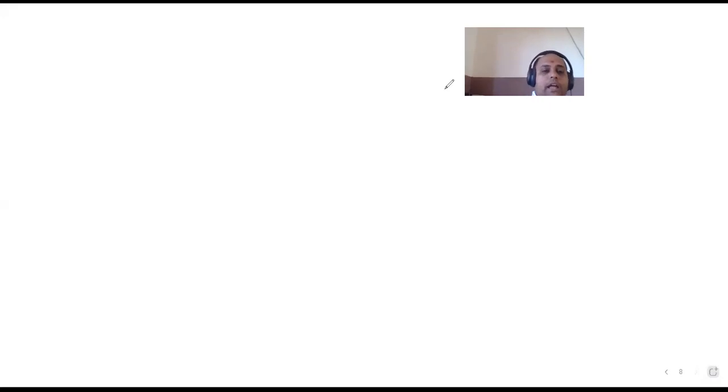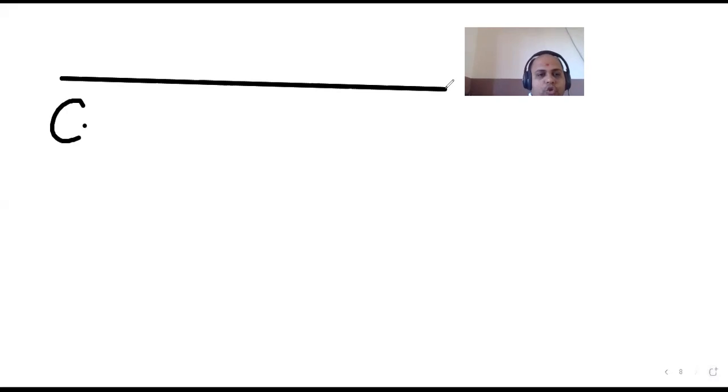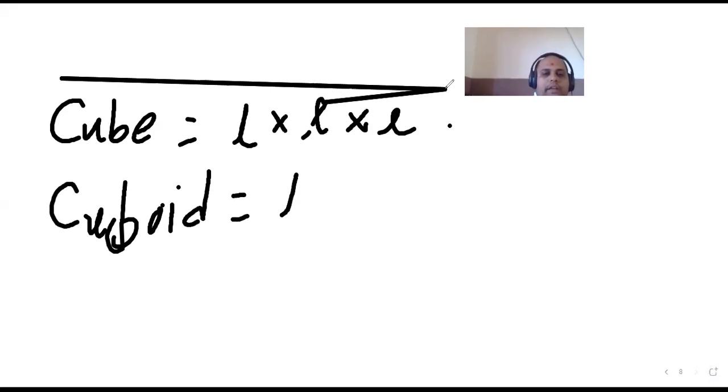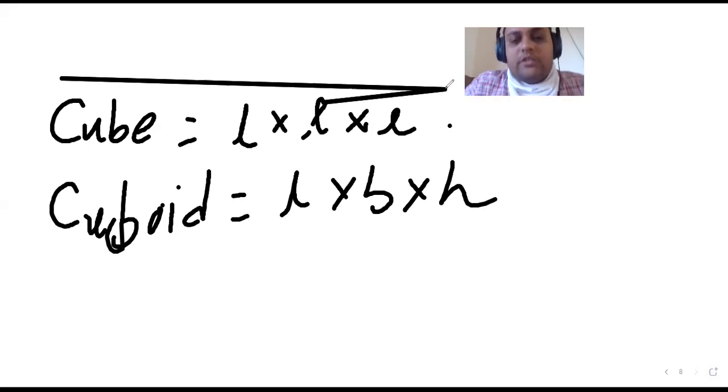Now, volume, right? Volume of a cube. What is it? L into L into L. And for a cuboid, it is L into B into H, right? This is the formula that we know. So let's do one more example like this.